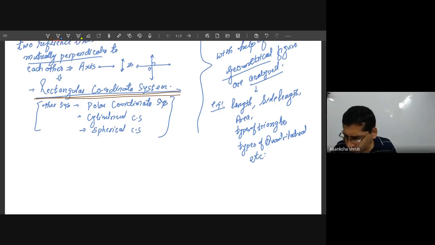So even about points we can also analyze collinearity of points.